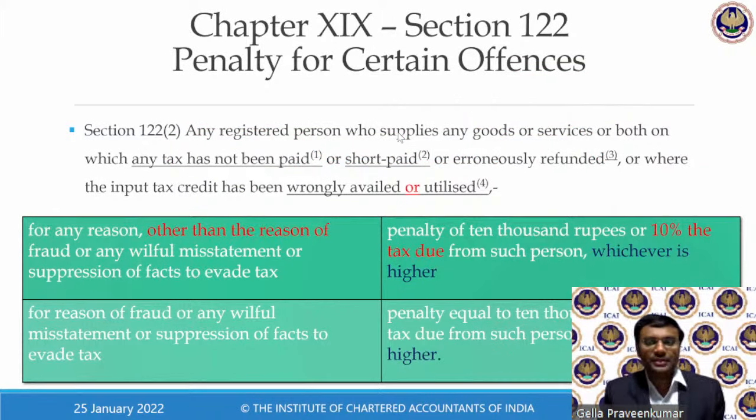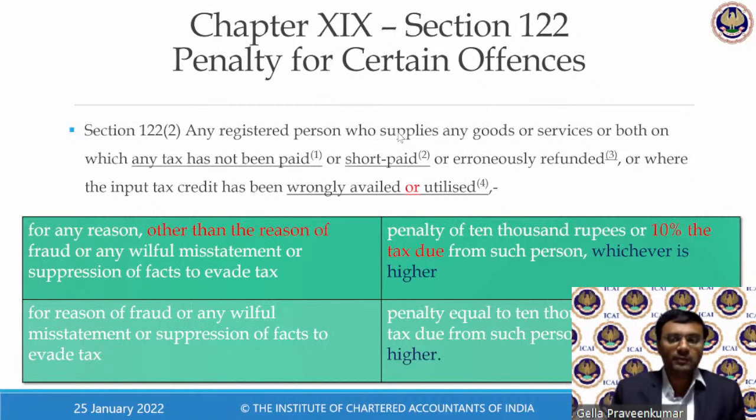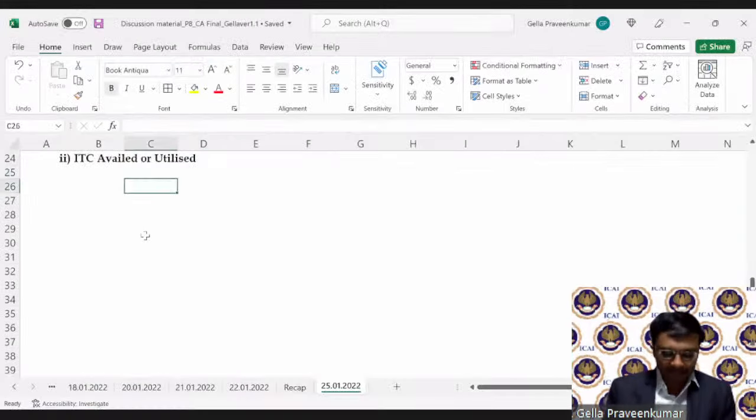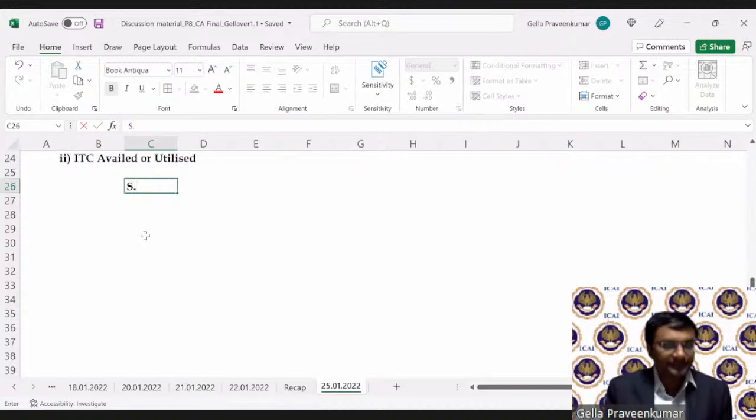Let me see if there are any questions so far. Siren says, so what if the penalty amount is less than 10,000 as per 122(1)(a), which amount should be collected? 10,000 or tax amount, whichever is higher, Siren. Now, I'll take 2 minutes of your time to understand this section 122 very, very carefully.